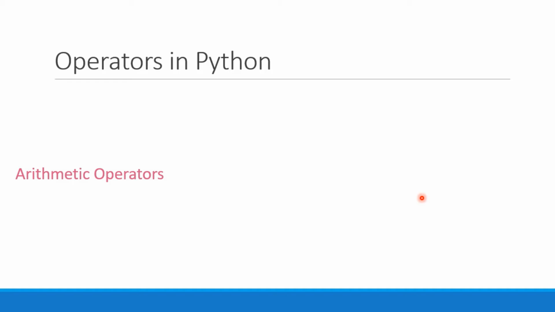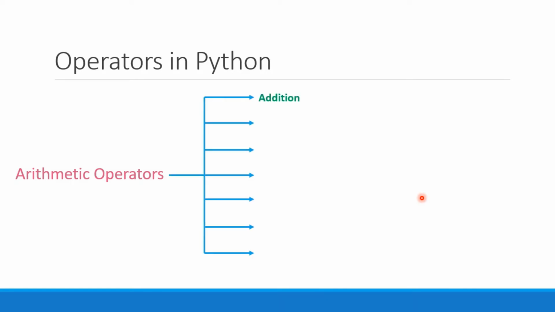When you have to perform some mathematical operations like addition, subtraction, multiplication, for all these types of operations, you can use arithmetic operators. In Python, we have basically 7 different arithmetic operators: addition, subtraction, multiplication, division, modulus, exponentiation, and floor division. So let's see what addition is.